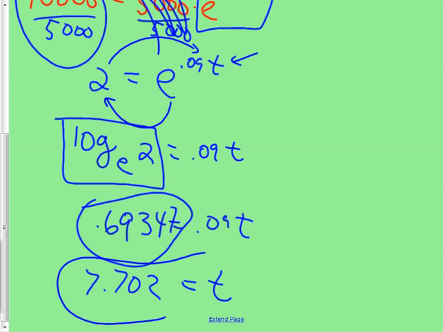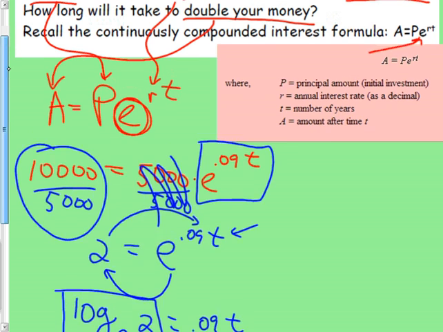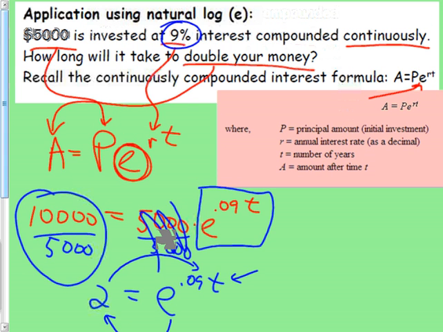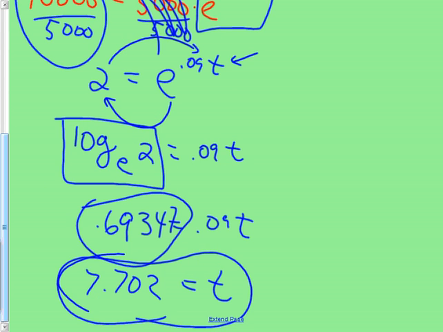And then I want you to think for a second, in the context of reality now, is this like how many toenails are in the waste paper basket? No. What's it about? It's about time. It's in years. It's the years that it took to double your money at 9%. It's an investment. And so just to make sure you understand what you have at the end: how long will it take to double your money? 7.7 years.